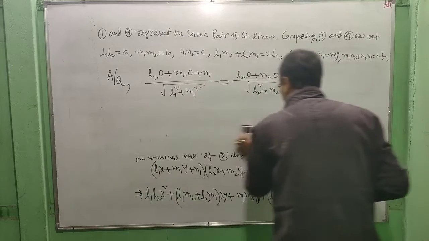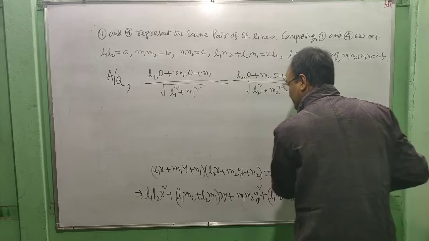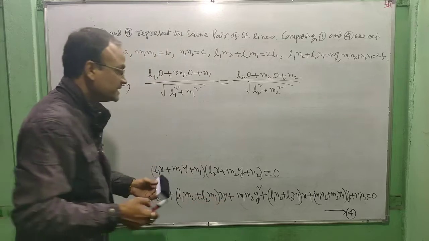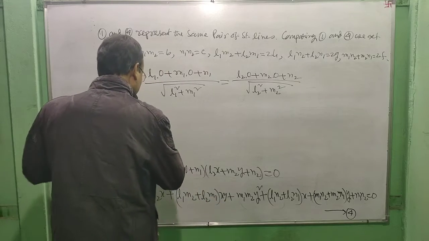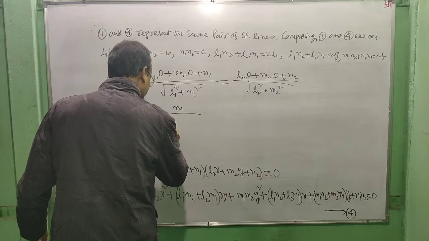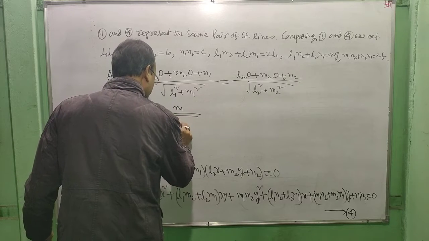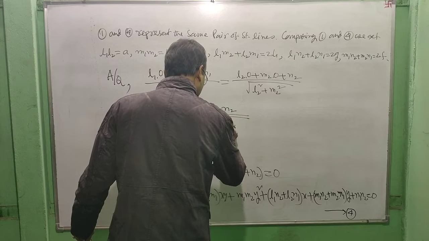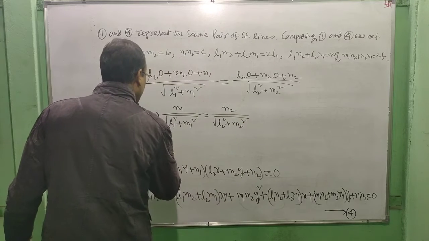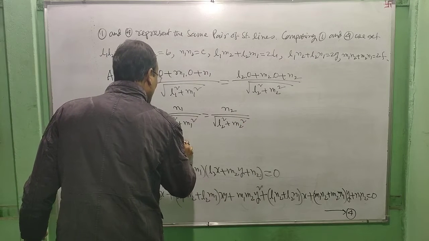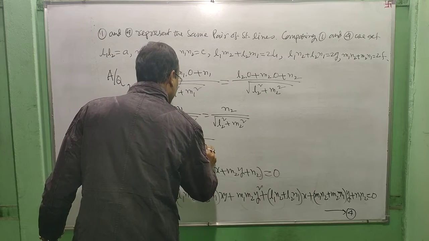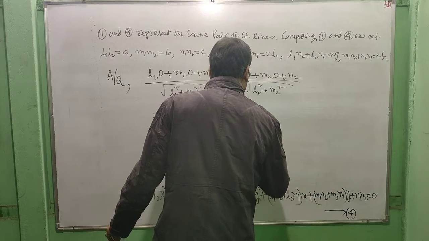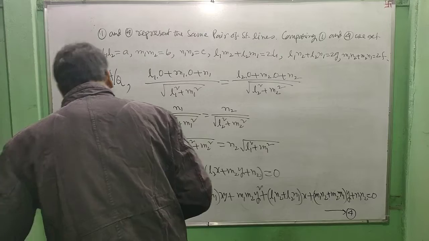L2 square plus M2 square. According to the question, this means M1 by root over L1 square plus M1 square is equal to M2 square. Or you may write M1 into root over L2 square plus M2 square is equal to M2 into root over L1 square plus M1 square.